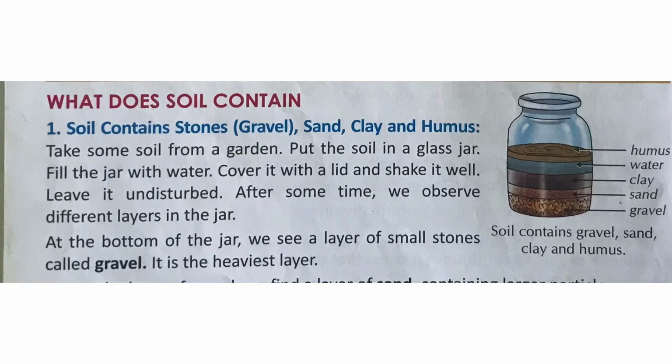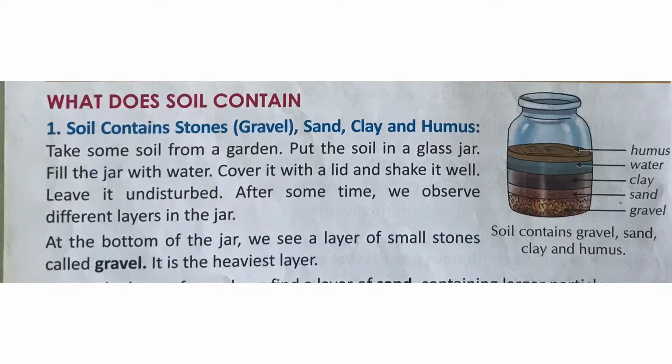What does soil contain? First, soil contains stones, gravel, sand, clay and humus. Take some soil from the garden. Put the soil in a glass jar. Fill the jar with water. Cover it with a lid and shake it well. Leave it undisturbed. After some time, we observe different layers in the jar.